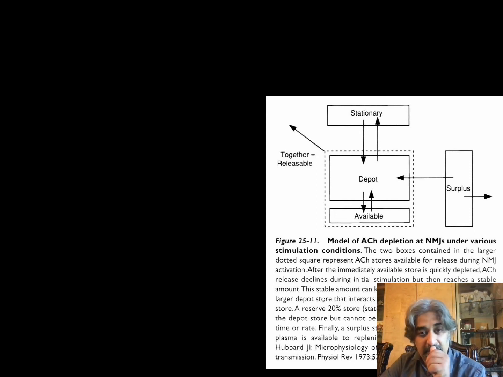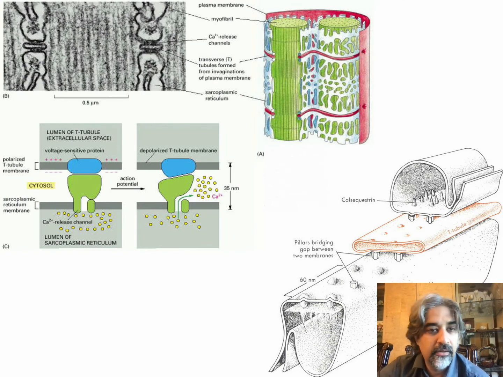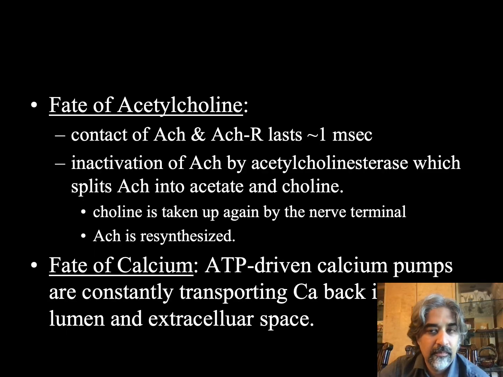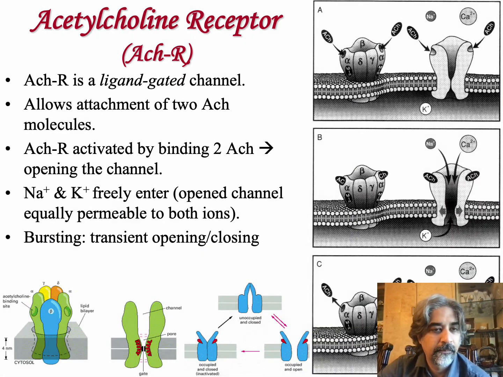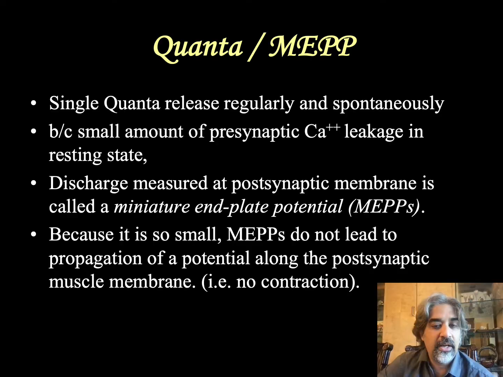This is from Dumitru as well, and it's talking about the fact that there's a huge store of acetylcholine vesicles waiting in the cell body, and that's the surplus, but there's an immediately available store right there at the axon terminal. We talked about this. I talked about this already. Each vesicle of acetylcholine is called a quanta. I believe quantum, but quanta.